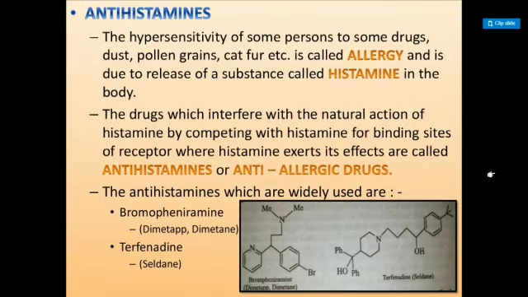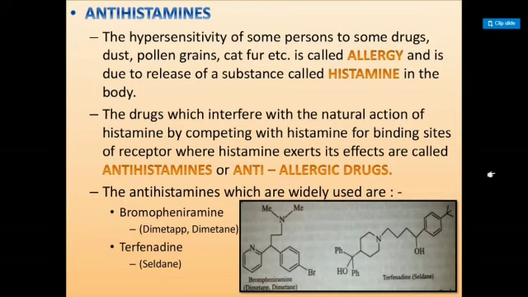The next type of drug is antihistamines. The hypersensitivity of some persons to some drugs, dust, pollen grains, cat fur, etc. is called allergy and is due to the release of a substance called histamine in the body. The drugs which interfere with the natural action of histamine by competing with histamine for binding sites of the receptor where histamine exerts its effects are called antihistamines or anti-allergic drugs.